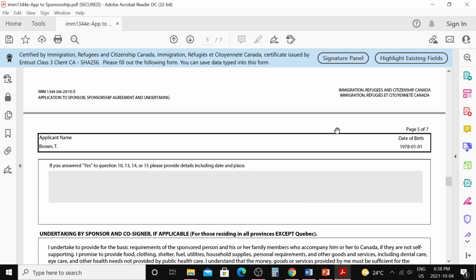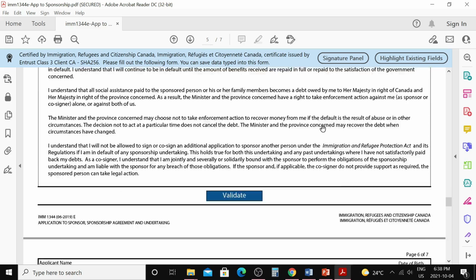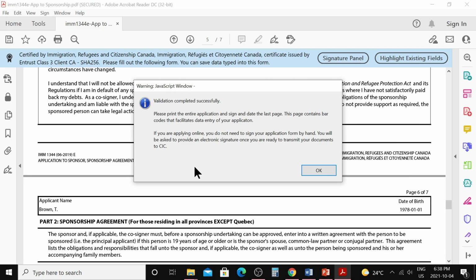So that's how you will complete this form, and after that when you finish this form, just go at the very bottom or top and click on the validate button. You have to validate the form, so it will give you a message that validation completed successfully. If you have any mistake, or you left any column, it will give you a message here that you need to provide this information, and then you can go back, correct that information and validate again.